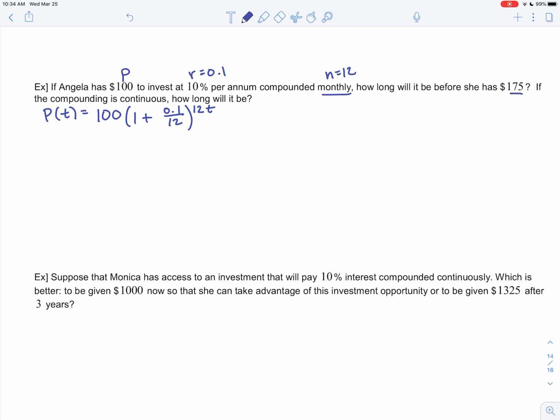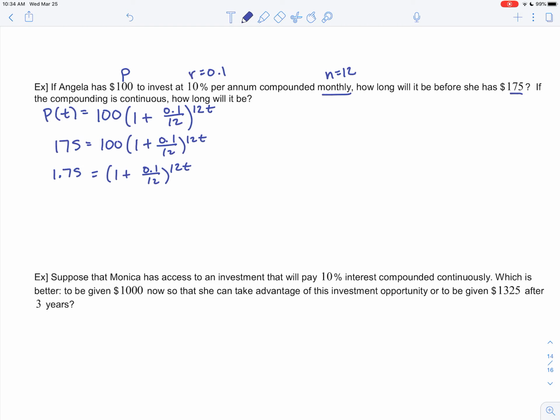So the question is, how long will it take for this $100 to grow to $175? So we'll set the function equal to 175. And we're going to go ahead and solve this for t. So the unknown is in the exponent position. We will eventually need a log, not yet. First, let's divide both sides by 100. 1.75 equals 1 plus 0.1 over 12 to the 12t power.